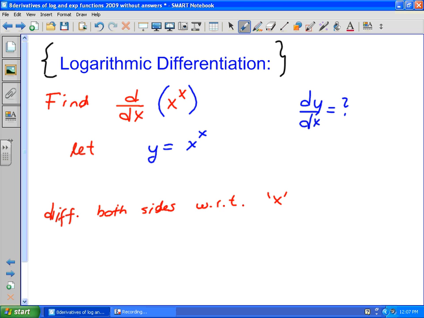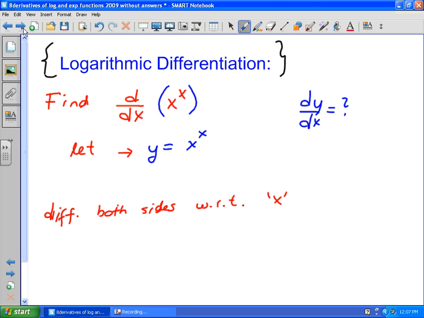How do you differentiate that? You couldn't bring the power down and subtract 1 because that only works when you have something like x cubed, where the power is a known number. You couldn't use a rule like this because it only works when the base is a given number. Here you have a variable in the base and the power. What are we going to do? So this is what we do in a situation like that, with a variable base and a variable power. You start by saying, let y be the given expression, such as x to the x.